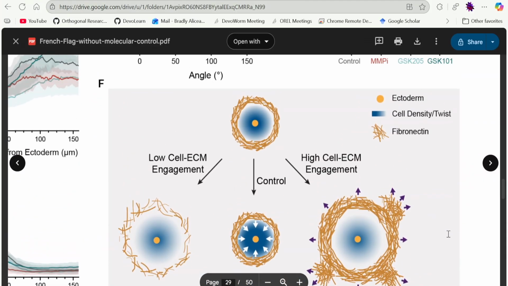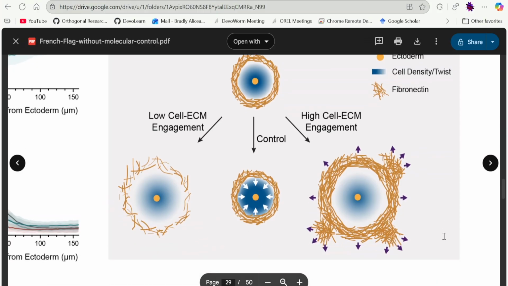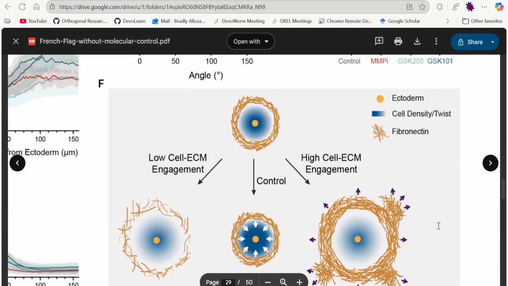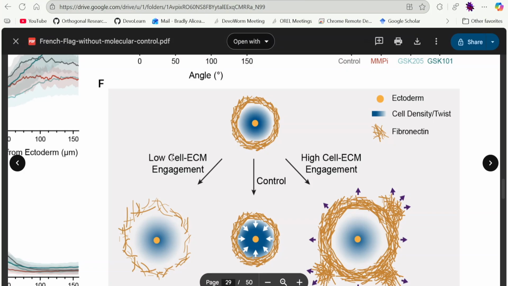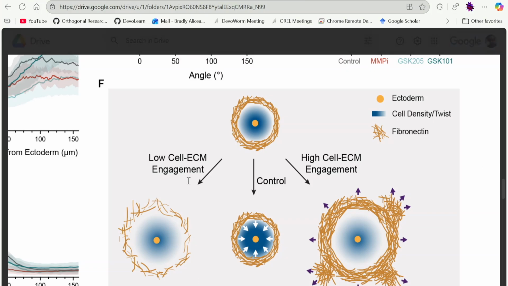And then finally, we can show this cartoon here where we have fibronectin around this structure here. Cell density twist is on the inside of the structure of fibronectin, and then the ectoderm is within that. So we have these three conditions: low cell ECM engagement, control, and high cell ECM engagement.